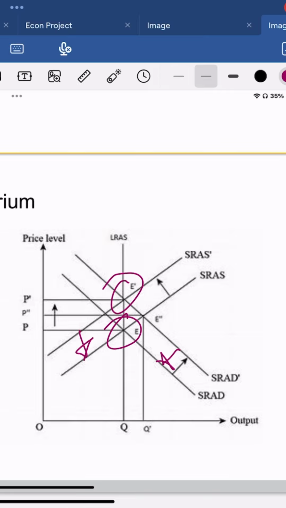So basically, to summarize it, whenever we have a positive demand shock, it will result in a higher price in the long run equilibrium, and when we have a negative demand shock, it will result in a lower price in the long run equilibrium.